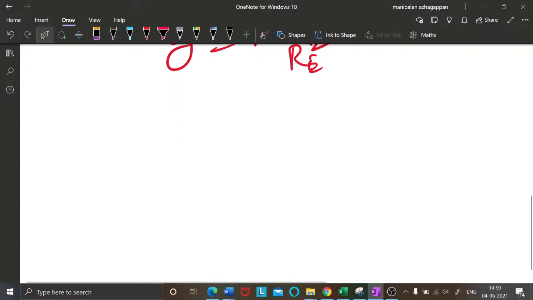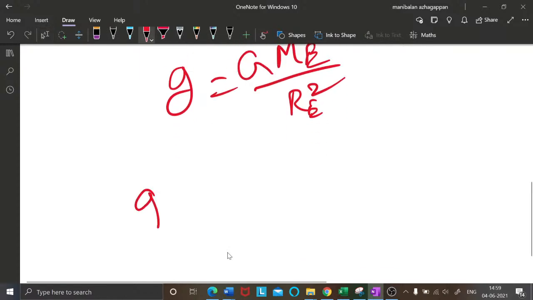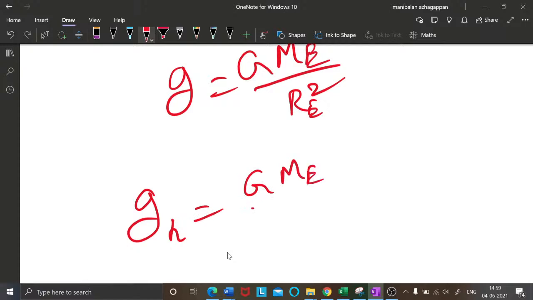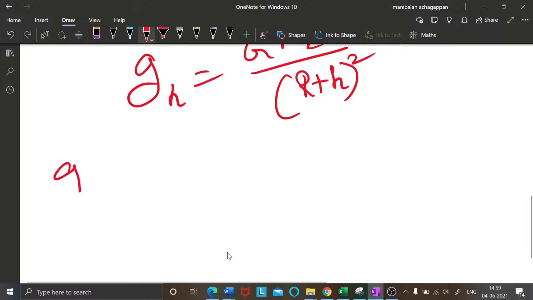Now at some height, gravity at some height is equal to G times mass of the Earth, the same object, the same apple, divided by the radius of the Earth plus the height, whatever height you require, squared. Okay, you should divide both equations: gravity at some height divided by gravity on the Earth's surface.